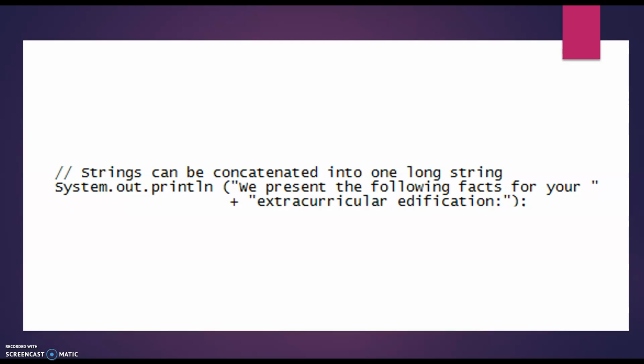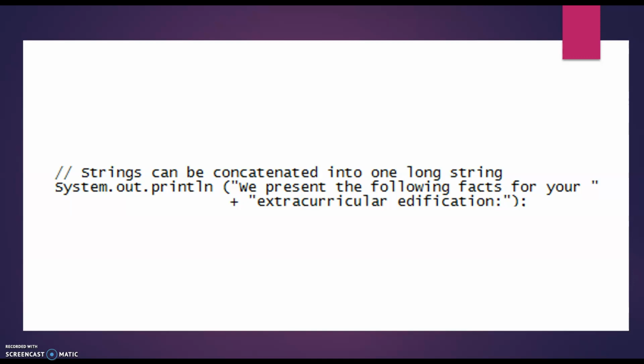So here we've got a very long string, and we've got our System.out.print line, and we can see that we've got two halves to our string. "We present the following facts for your" is the first half of the string, and the second half is "extracurricular edification." But we've had to use the concatenation operator because all of that string would not fit on one line without causing us to scroll a long way across.